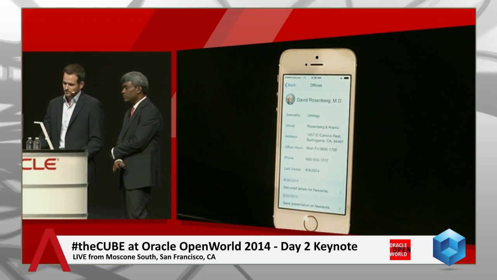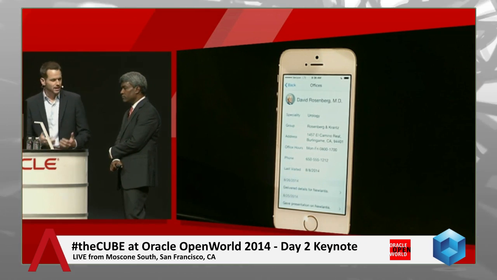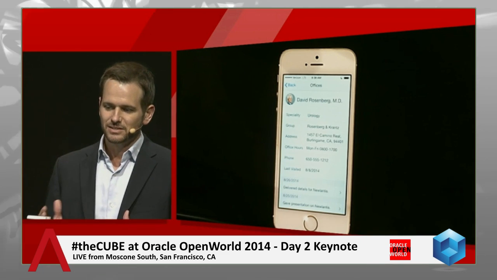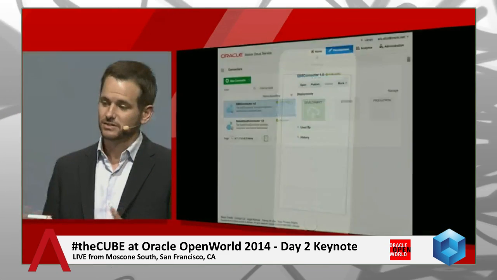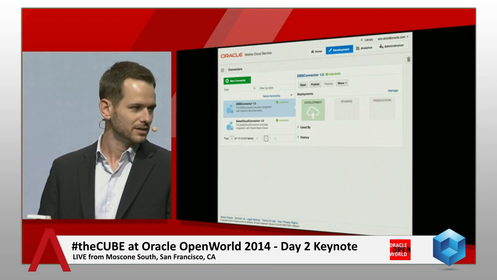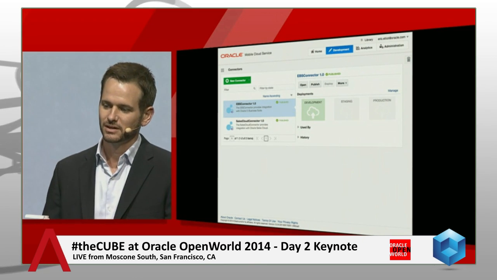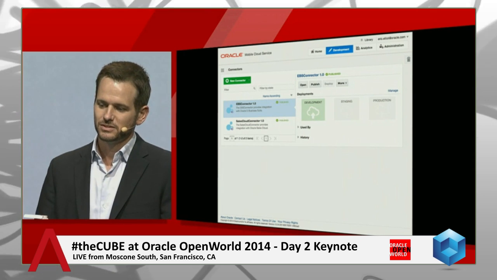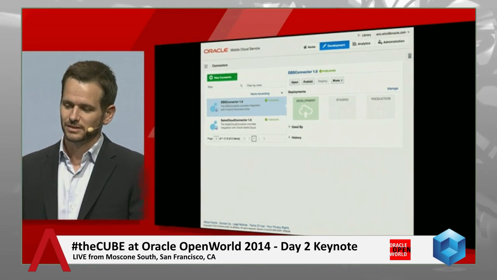So we'll start by logging into Mobile Cloud Service. And the first thing that we're going to do is review our connectors configuration. And connectors simply provide an easy way for us to integrate third-party APIs and services with Mobile Cloud Service. And you'll see I've configured two connectors. One that's introspecting an on-premise instance of eBusiness Suite, and another that's integrated with Sales Cloud.